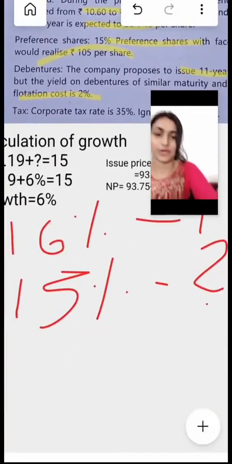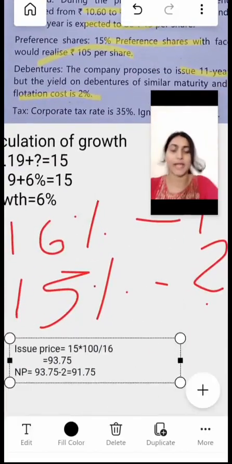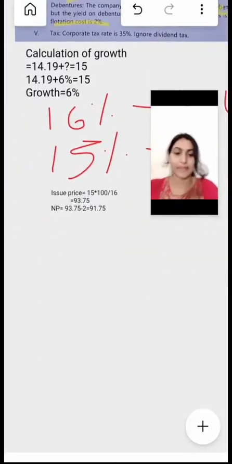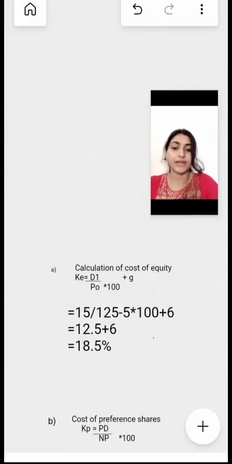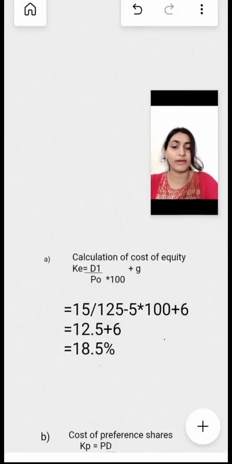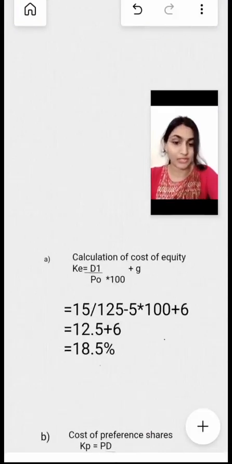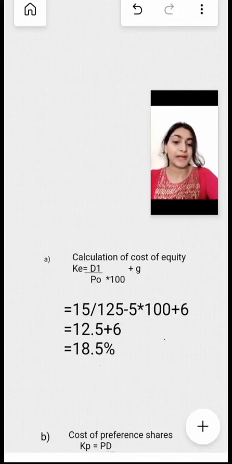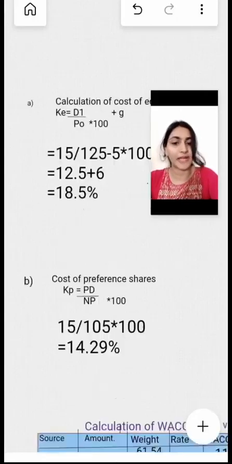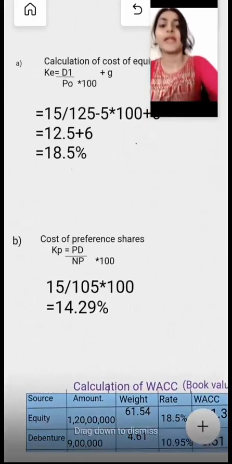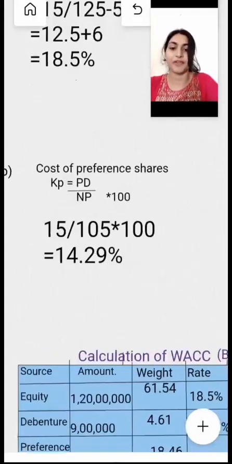Okay, so let's solve the problem now. First, we should calculate cost of equity. And they've already given the formula: K is equal to dividend upon P naught into 100. So already we have found, they have given in the question dividend as 15 divided by price, which is the issue price minus the flotation cost, into 100, plus the growth we found out just now, 6%. So we'll get 18.5% as the cost of equity.